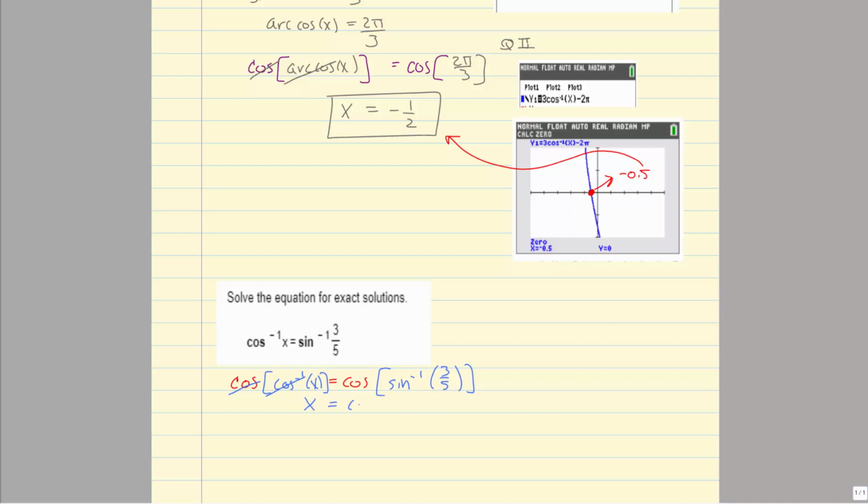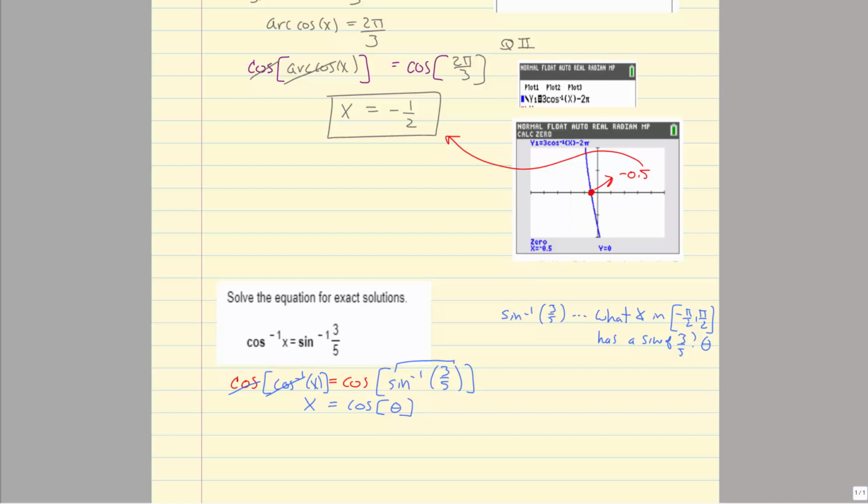Now this piece right here, remember, inverse sine of 3/5. This is a question. This means what angle in the interval from, this is a bracket, -π/2 to +π/2 has a sine of 3/5. Now this is not a common angle that I know, so I'm just going to say that's theta. So this entire expression right here can just be simplified down to cosine of theta.